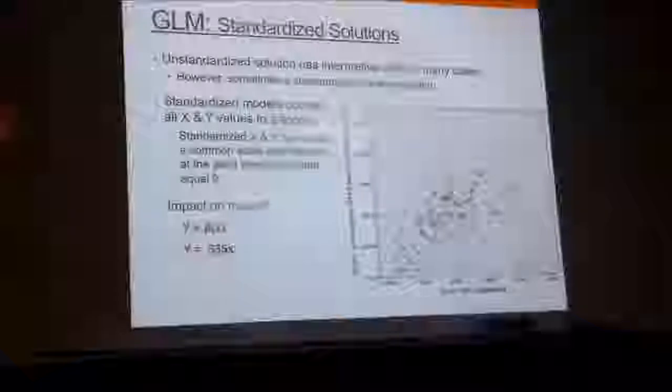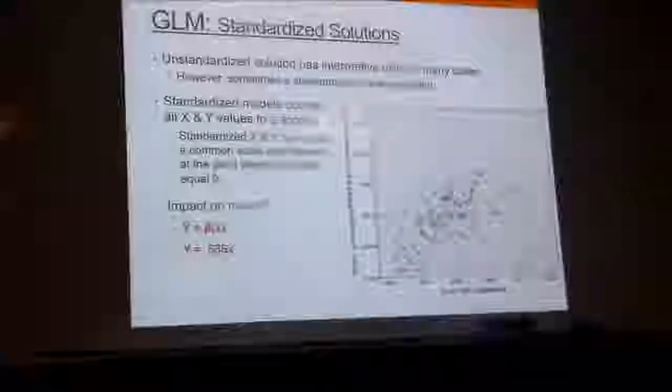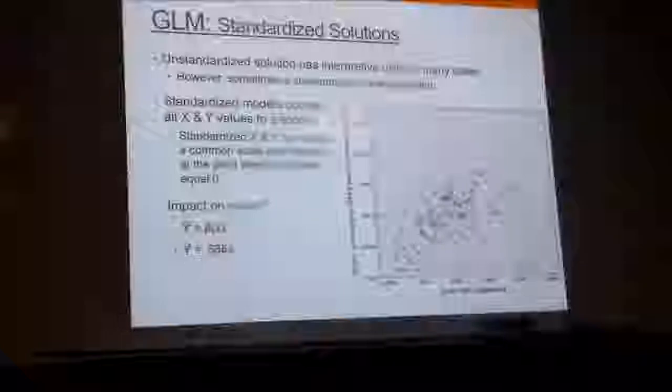If we run our standardized solution for these data, we get y hat equals 0.535x. Anybody tell me how do we interpret this slope? What do you think, Sam? For every 0.5 times equals y. Okay, so we're getting there, right?